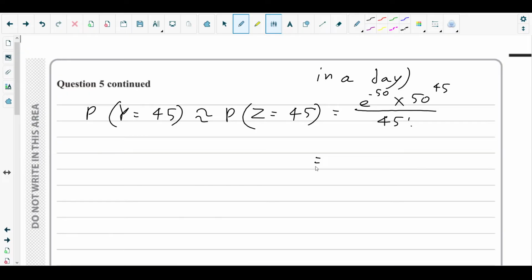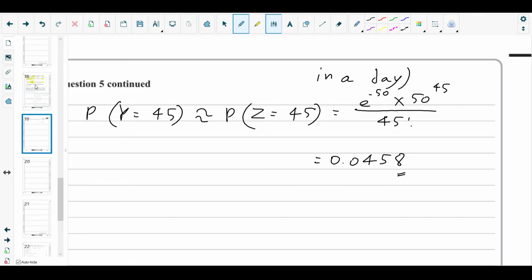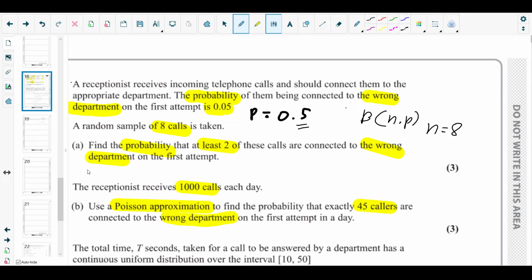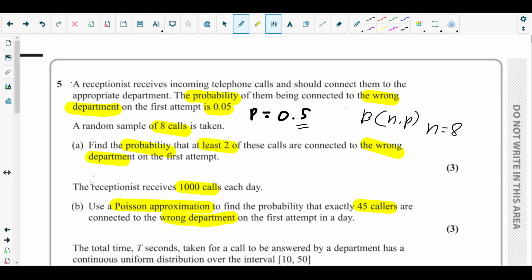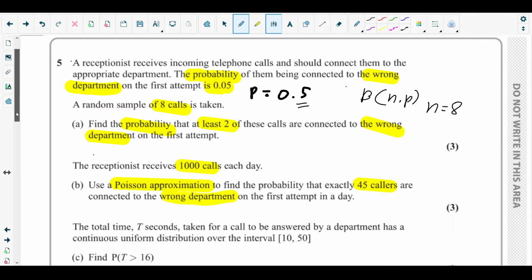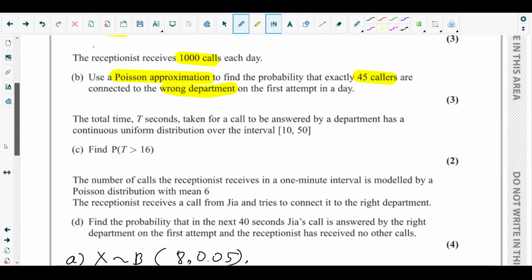Okay, the value I got is 0.0458. This is the answer for part B. So for part B we got the answer 0.0458 up to 3 significant figures. This is the probability that exactly 45 callers are connected to the wrong department. That's it. Next, part C.